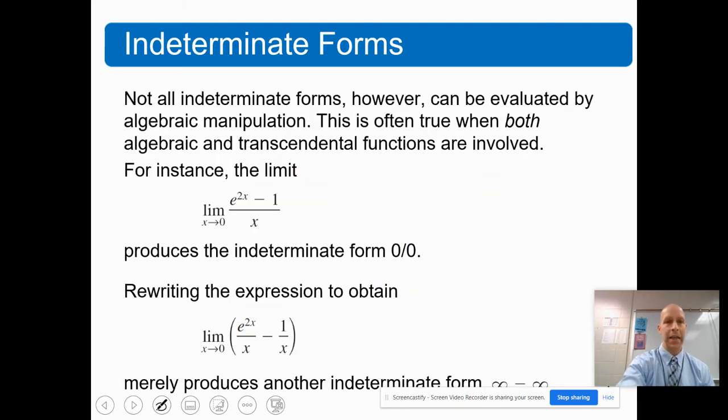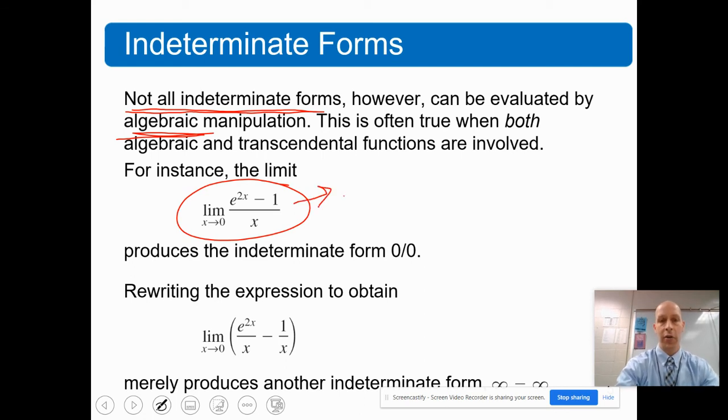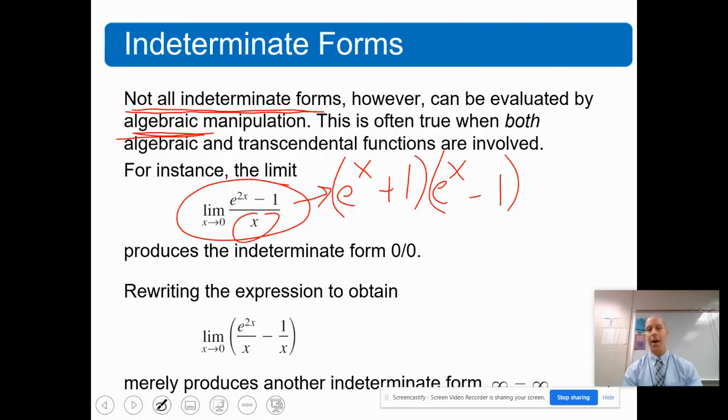However, not all indeterminate forms can be evaluated by algebraic manipulation. So consider this limit. Here we literally cannot do anything. Now you can factor the top. The top would factor to e to the x plus 1 times e to the x minus 1. The problem is nothing on the top is going to cancel with that x. By the way, if we did a direct substitution here, you get 0 over 0.